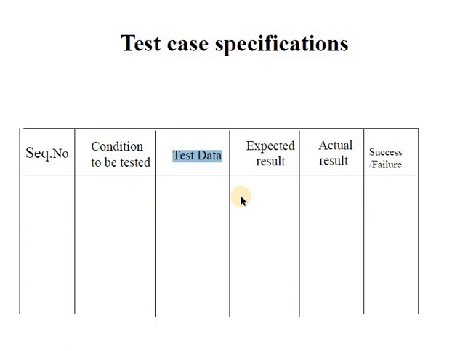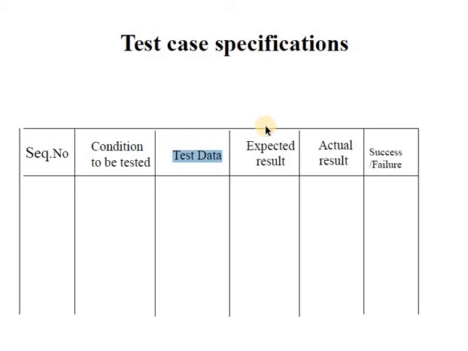Expected result means before performing the testing activity, you should know the expected result. With 5 and 3, the condition to be tested is addition, so the expected result should be 8. After executing the calculator, if I get the same result, that is the actual result, 8, so the test is a success. Suppose the expected result is 8 and the actual result is 5, so the test is a failure. So this is the test case.